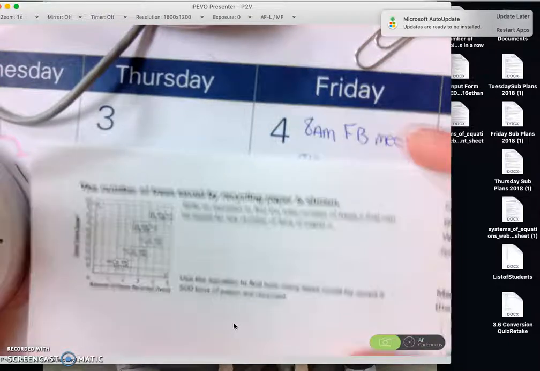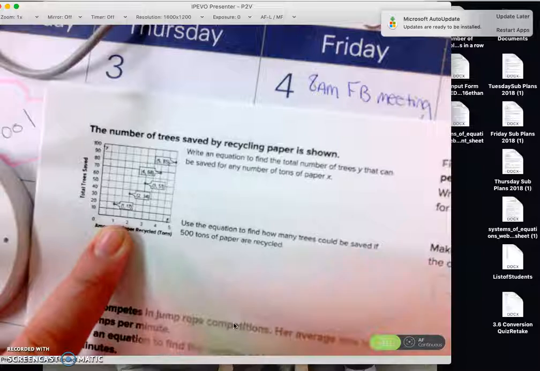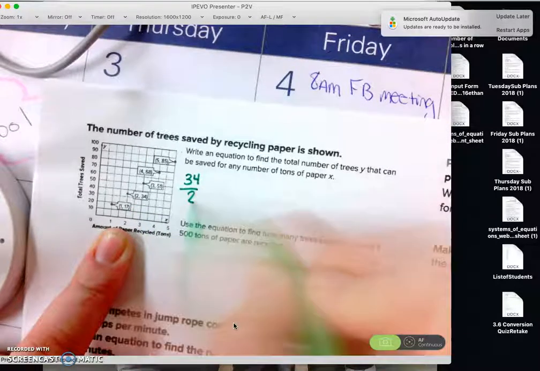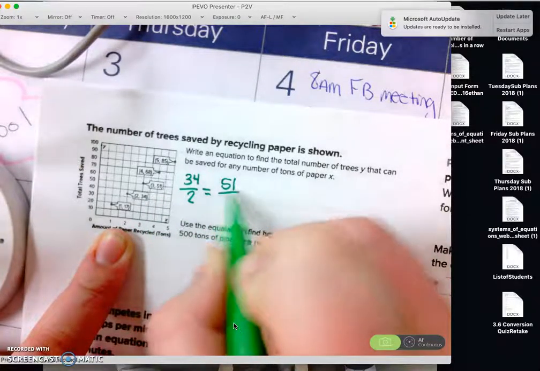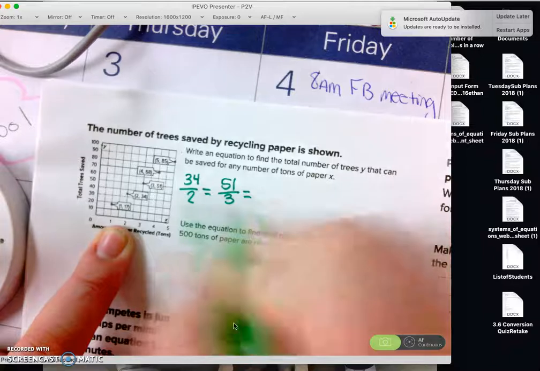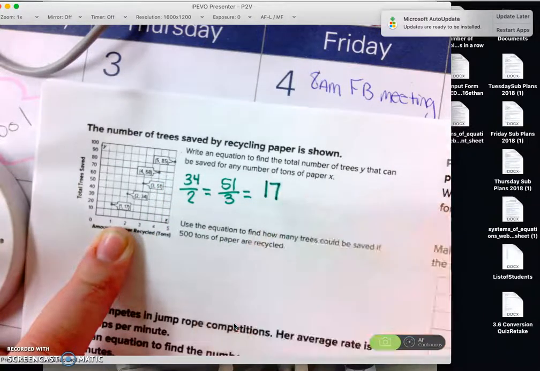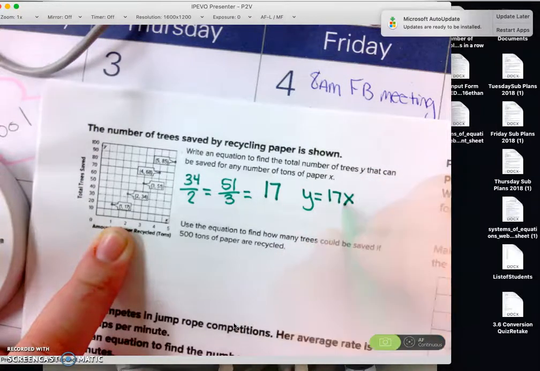Last one, the number of trees saved by recycling paper is shown. Write an equation. So I check 34 divided by 2, or my Y divided by my X, and 51 divided by 3. Does it all equal the same thing? I would want to check each one of these, and they do equal 17. So it's going to be Y equals 17x.